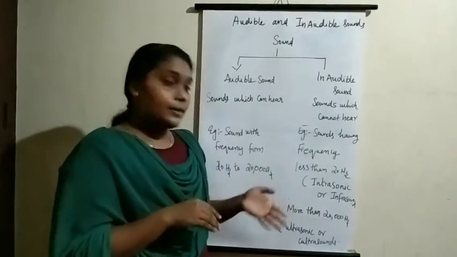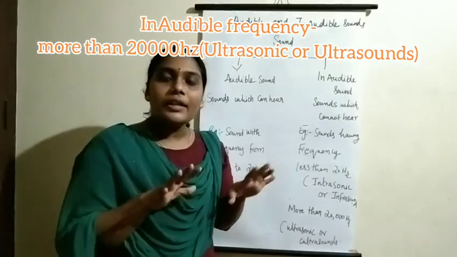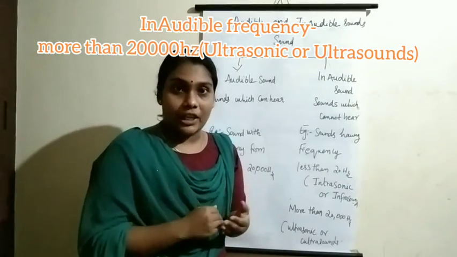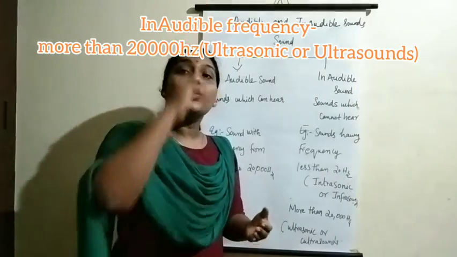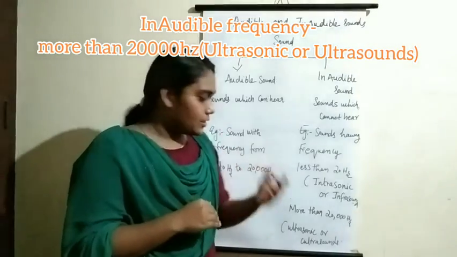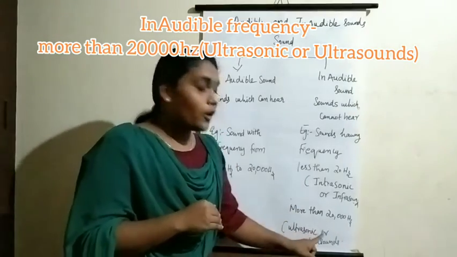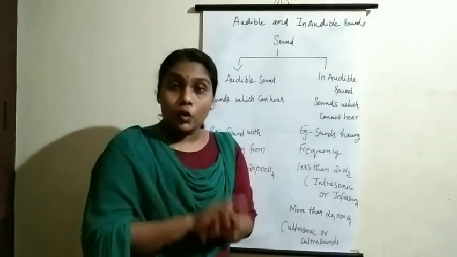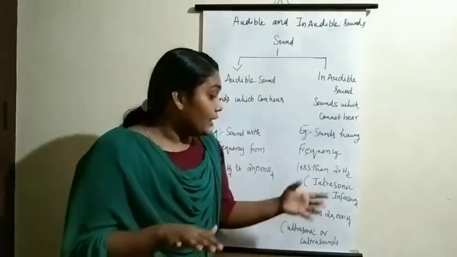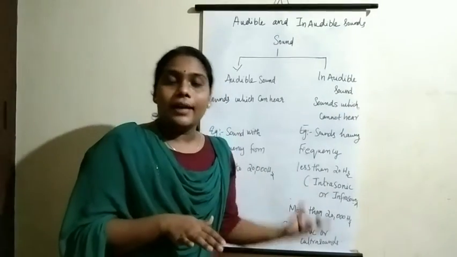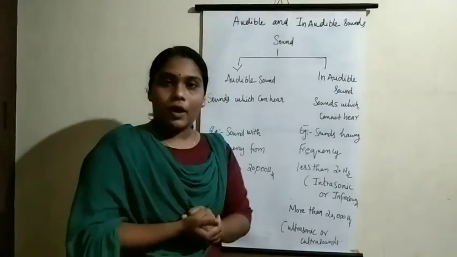Next, human beings cannot hear sounds having frequency more than 20,000 hertz. It's called ultrasonic or ultrasounds. Human beings cannot hear infrasounds and ultrasounds. Okay, all of you clear?